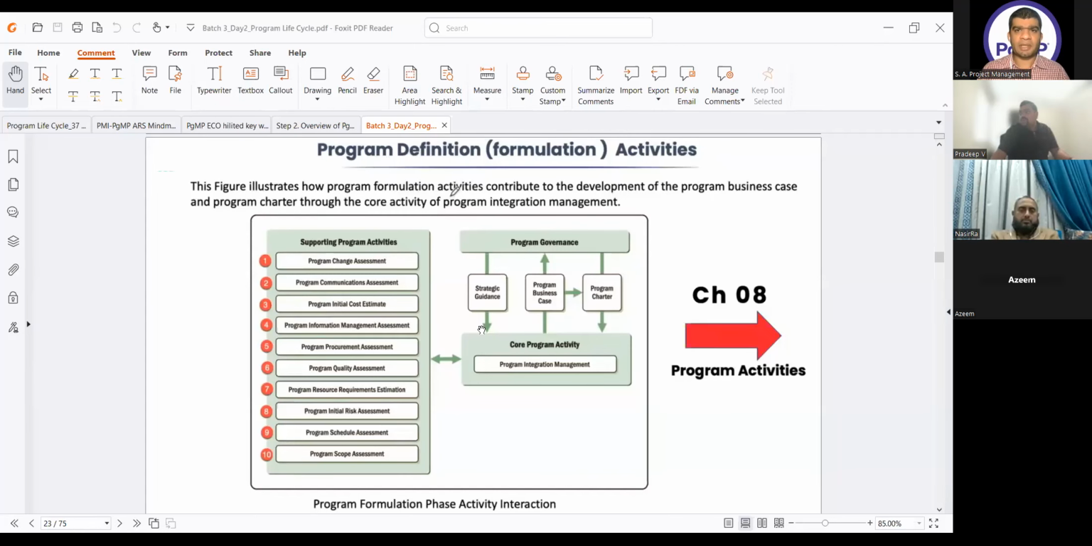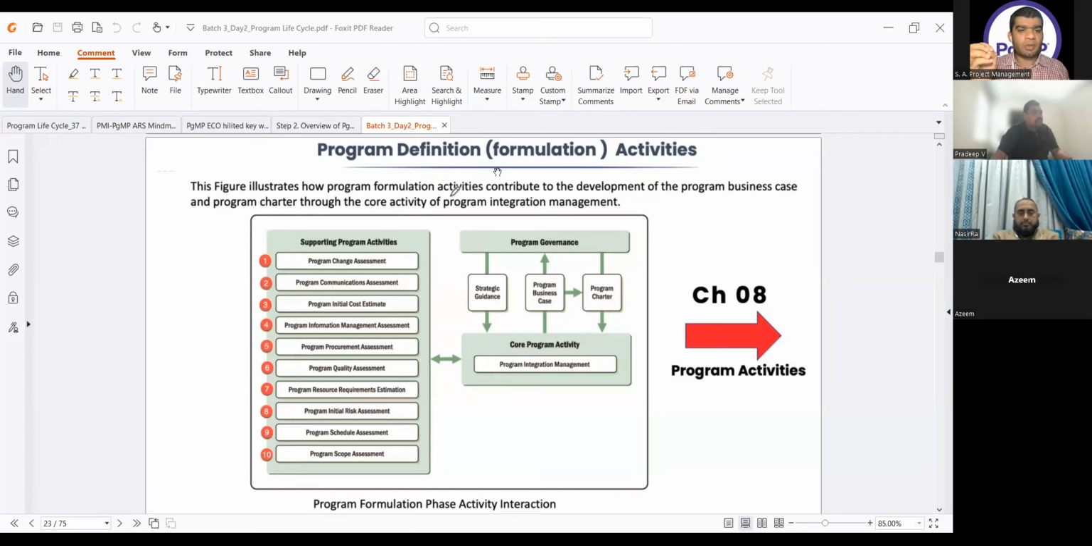This one, right? Program definition, formulation activities. So how do you identify what is input and output? There is no concept of input and output. The only thing is that the purpose why we are doing the program formulation phase is ultimately to get the business case and the charter. We will see this today. Okay, that is my objective.